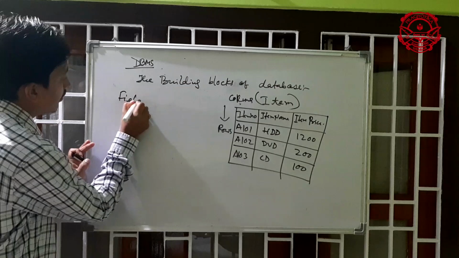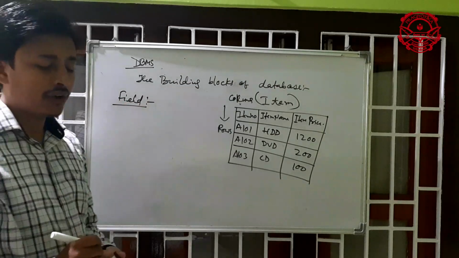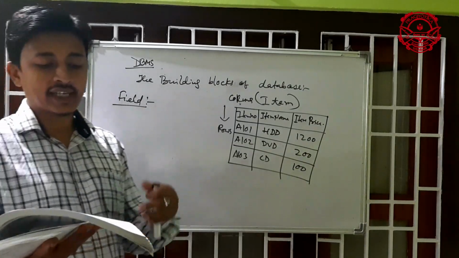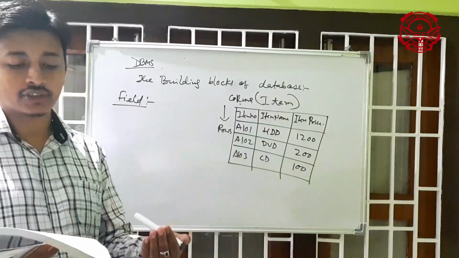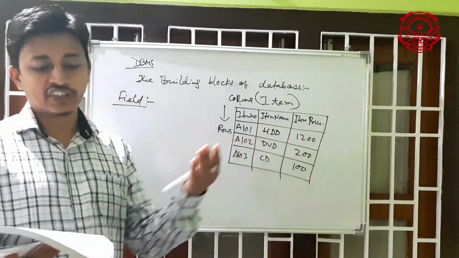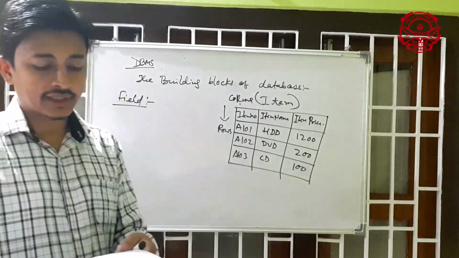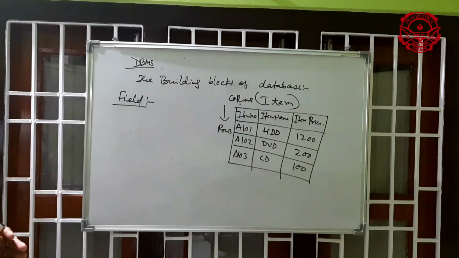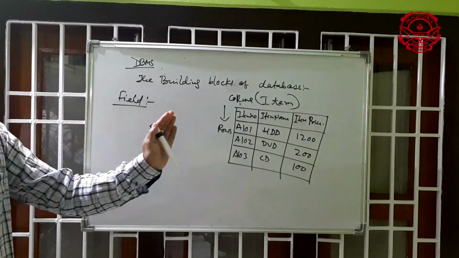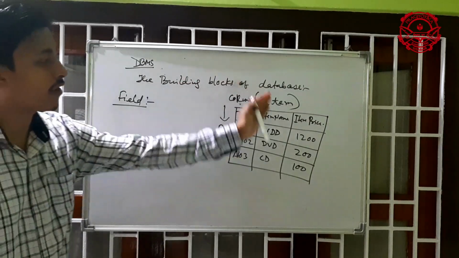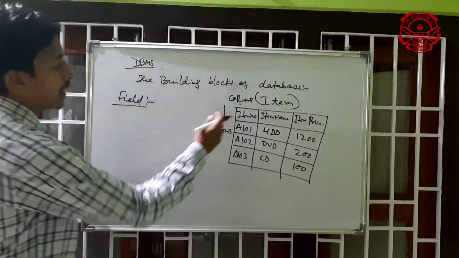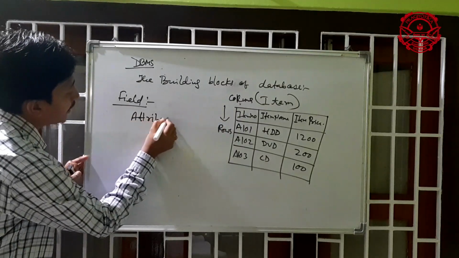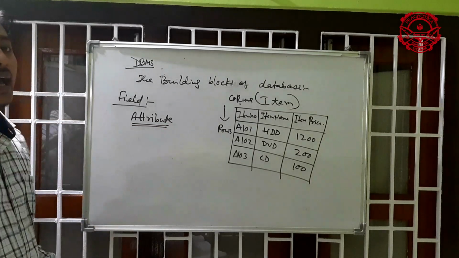field. What is the meaning of field? In the book you can see a field contains a certain type of information on all records, and it is also called an attribute. The term field refers to the columns, or the vertical categories of data. Field is also called attribute.